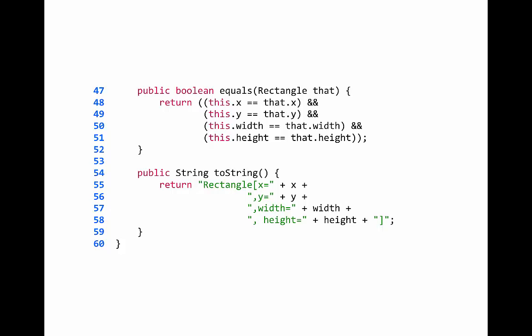The toString method prints the word Rectangle, then in brackets it gives the x value, the y value, the width value, and the height value.